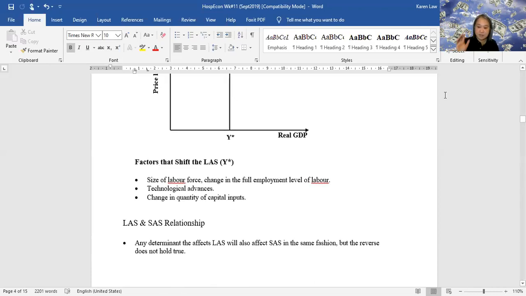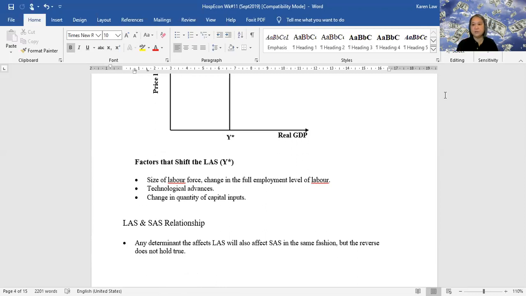Now, here's one caveat. You just need to think that your long run supply curve really is the dominant supply curve, which means that if our long run supply curve shifts, our short run supply curve will shift in the same direction. However, when our short run supply curve shifts, it will not necessarily shift our long run supply curve.